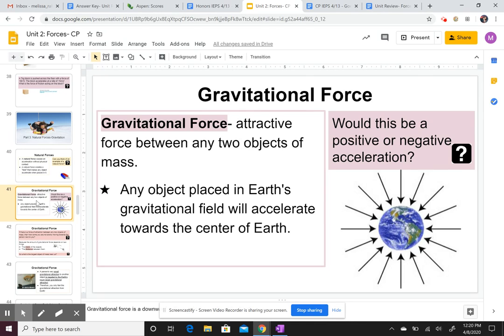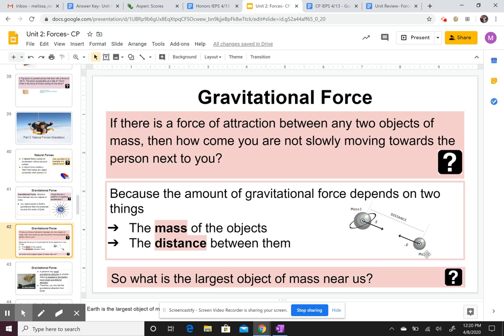We've talked about gravitational force a little bit already. If you're put into the gravitational field, you're going to accelerate downward. So gravitation is a negative force. It causes a negative acceleration. And it depends on two variables, mass and the distance between two objects.